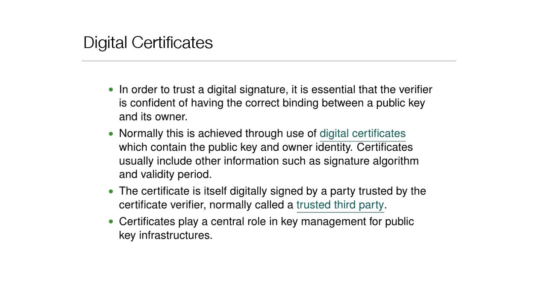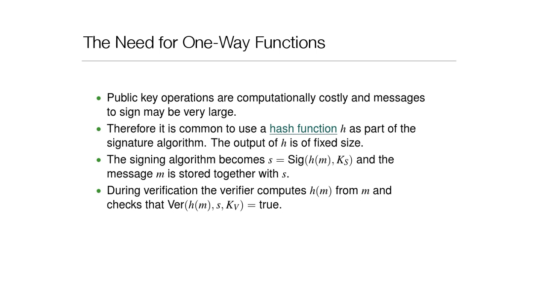And in signature schemes, we need one-way functions. So what are the one-way functions? The public key operations are computationally costly, and the message to sign can be very large. Like it can be a PDF document of several pages, maybe 100 or 1,000 pages. So because of that, it is common to use a hash function as a part of the signature algorithm.